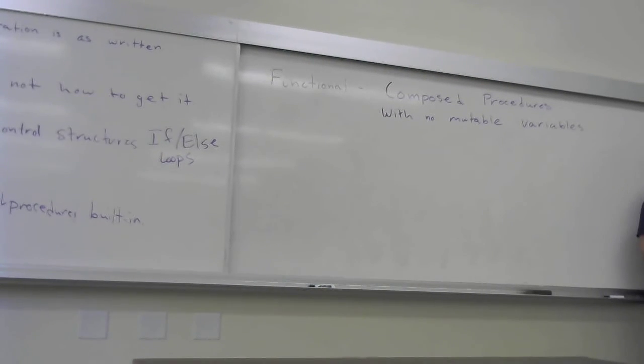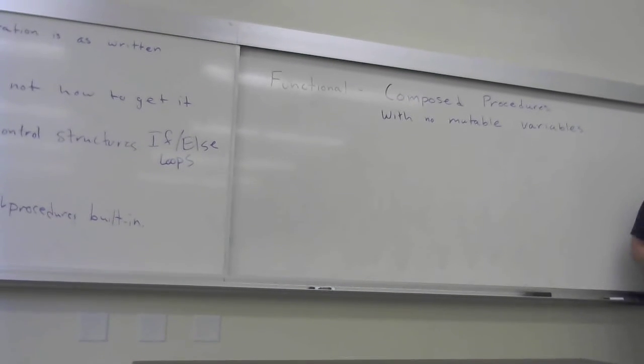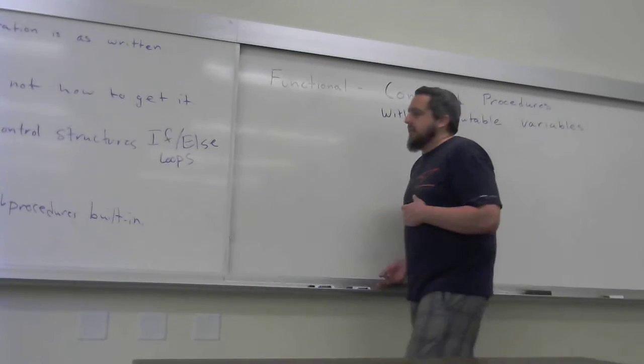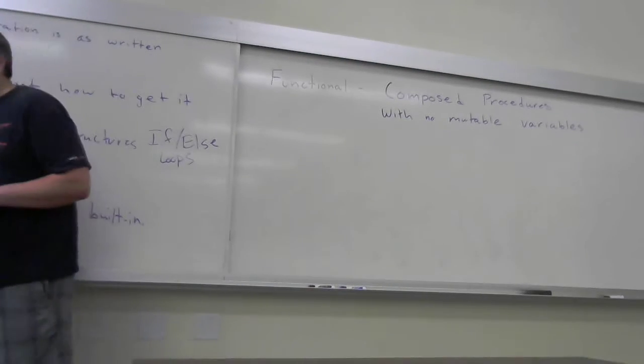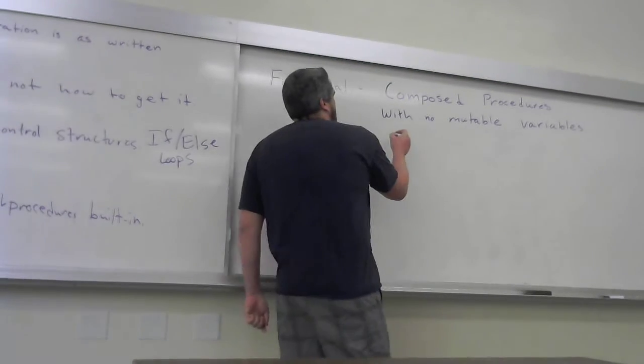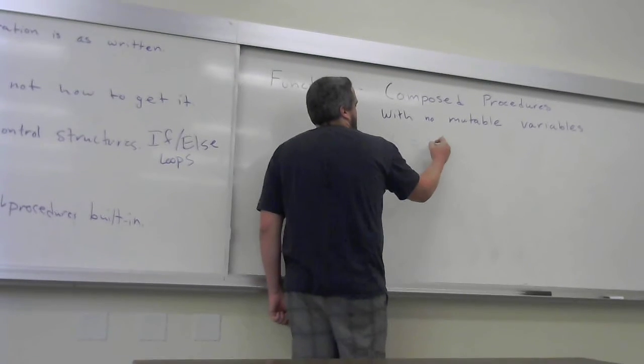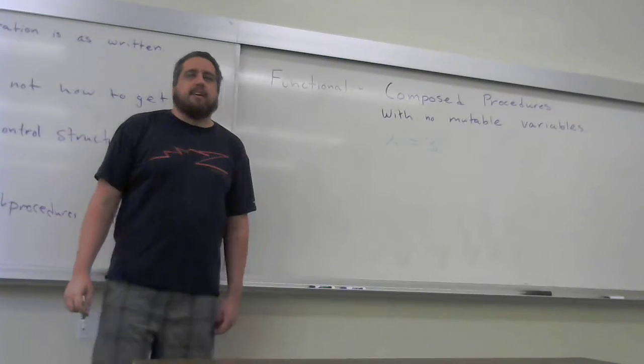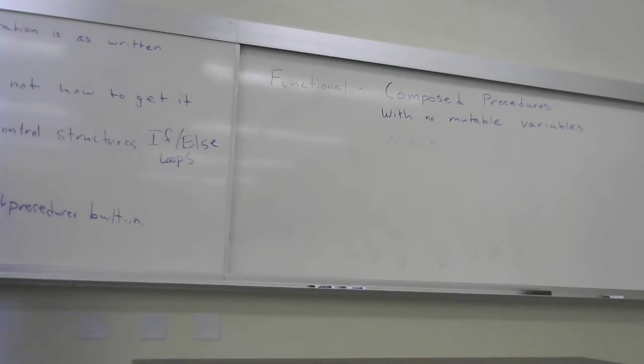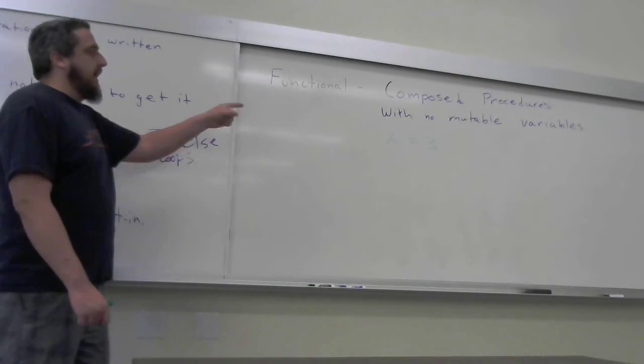So, mutable variables. As an example, and this is what we're going to do when we get to Haskell, this is not a valid statement in a functional language: x equals 3. That is not a valid statement. You can affect that in most functional languages, but x is no longer a variable.